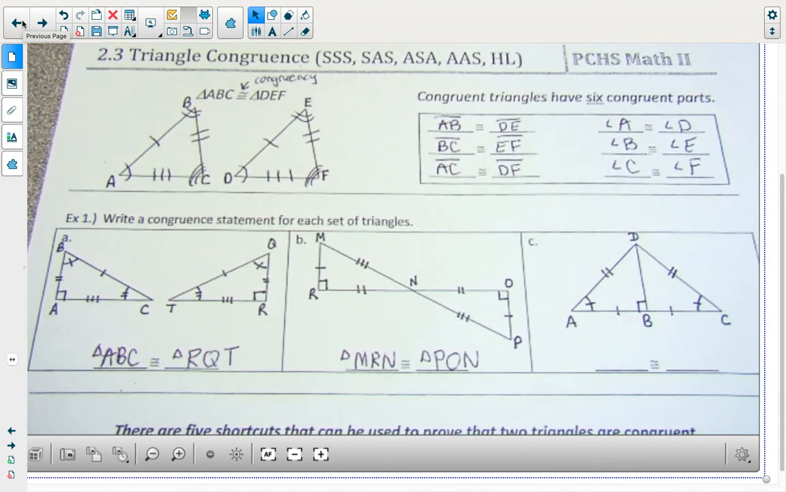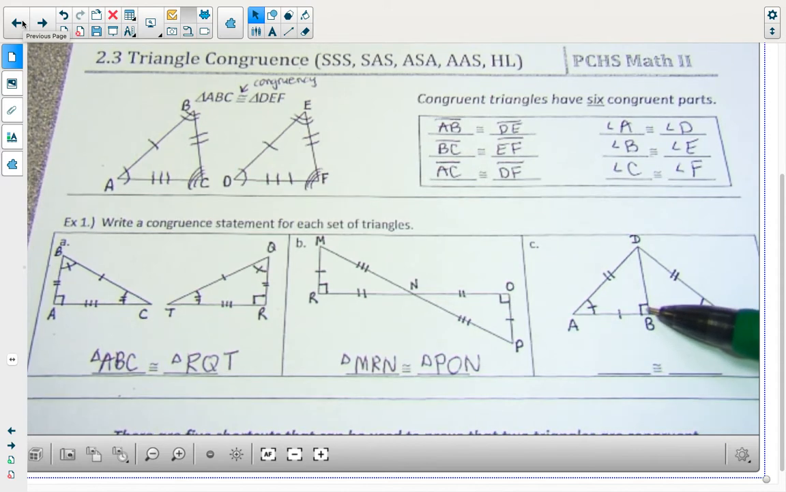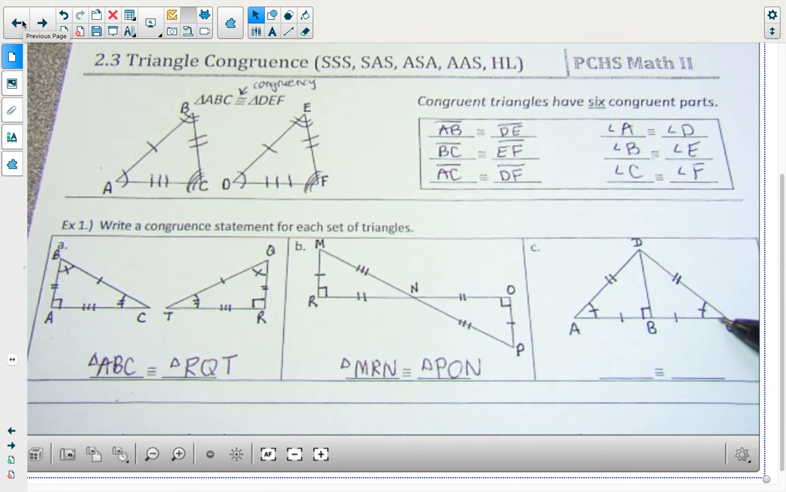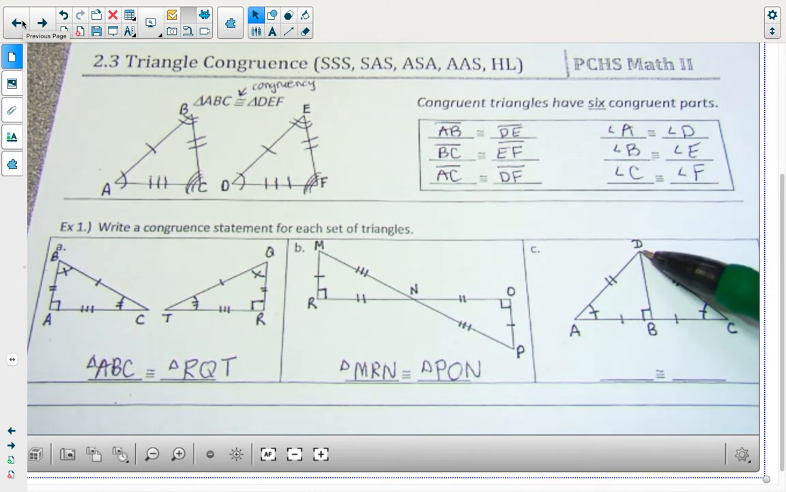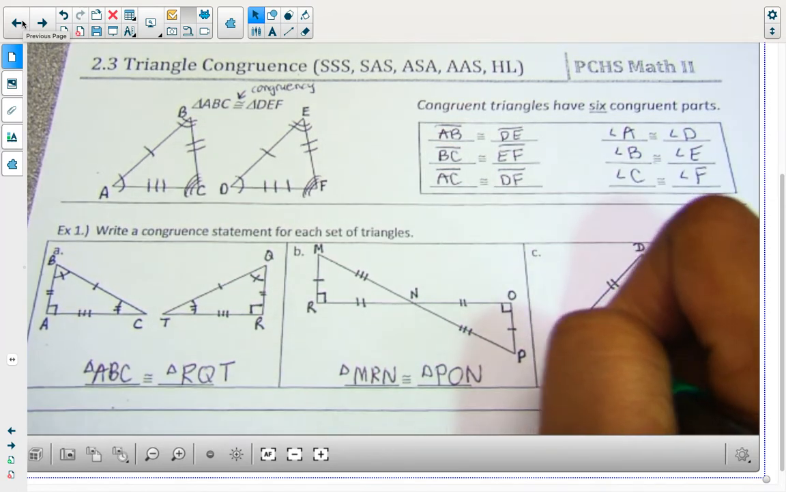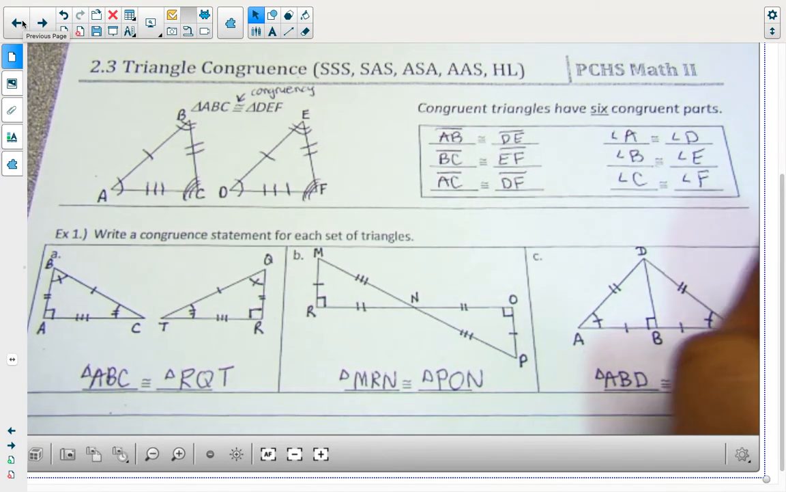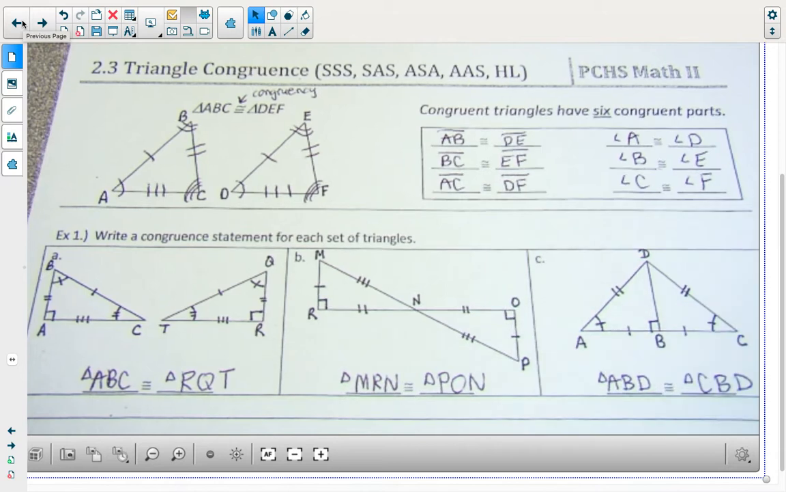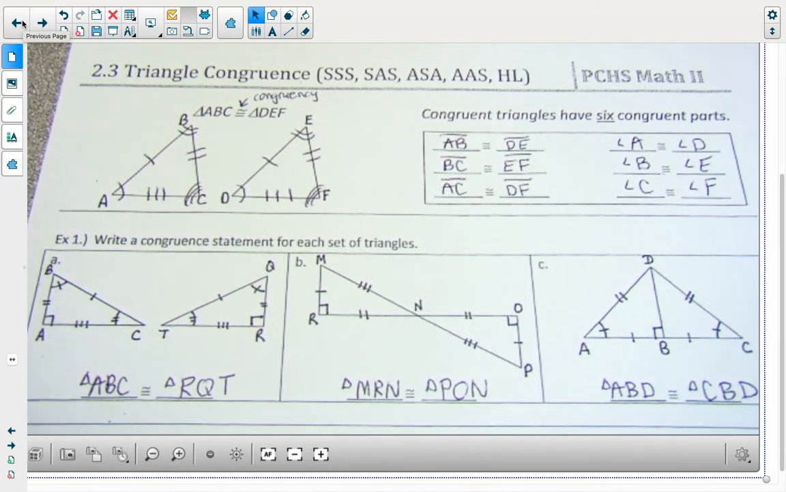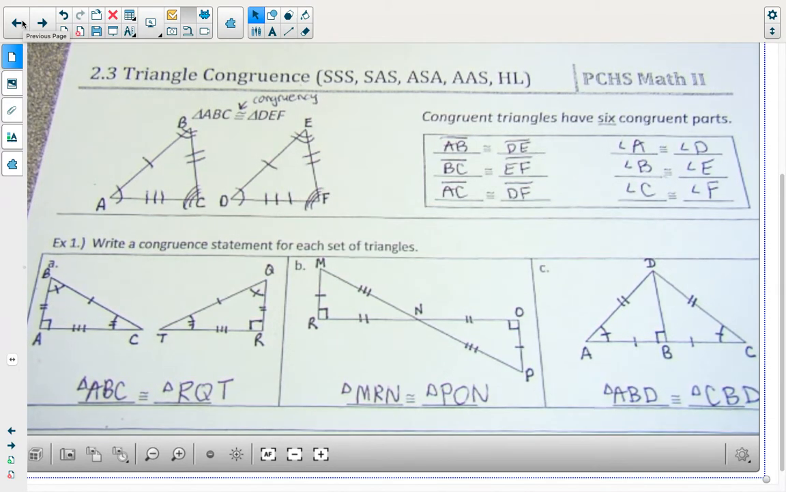And for the last triangle, I'm going to apply the same concept. I see that angle B is shared with both triangles and they're both the same. This is angle A, angle C. They correspond to each other. And AD corresponds to CD. So this is triangle ABD, and that corresponds to triangle CBD. So this is us writing a congruent statement for each set of triangles. So I matched up the corresponding parts and corresponding angles.